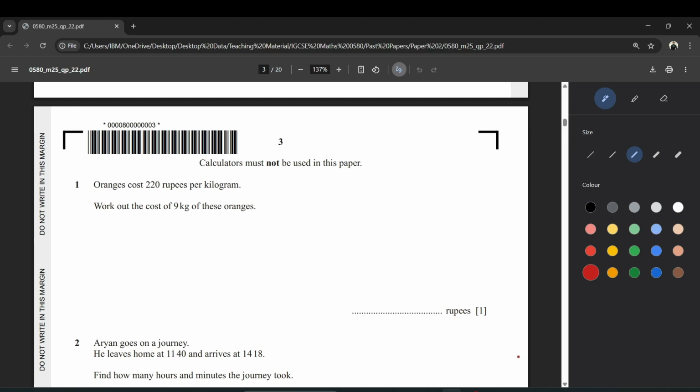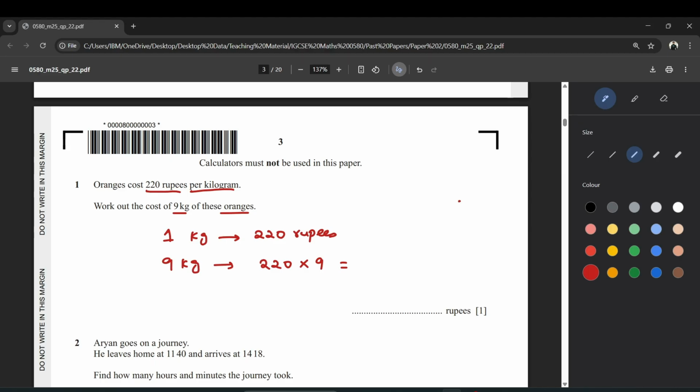Okay, oranges cost 220 rupees per kilogram. Work out the cost of 9 kilograms of these oranges. So we know that 1 kilogram costs 220 rupees. So what will be the cost for 9 kg of these oranges? If 1 kg is equal to 220 rupees, then 9 kg will be equal to 220 multiplied by 9.